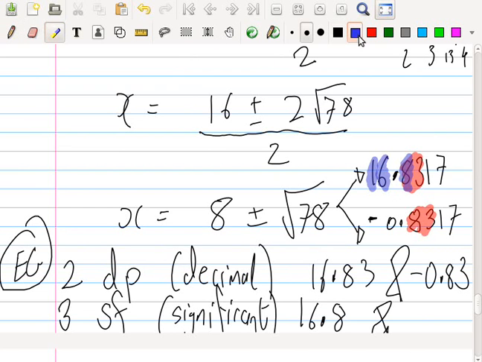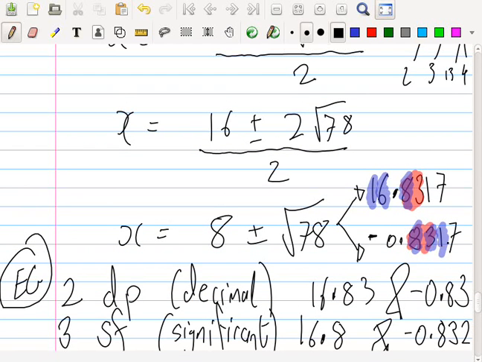Now, I do the same thing for this one, but please note, when you count significant figures, if the first number is 0, you don't count that, okay? So I don't start here with 1. I don't count that. I skip it. I start here. This is the first number that isn't 0. So I go 1, 2, 3. And what number do I write here? 1 or 2? 2. Okay, write that down, please.